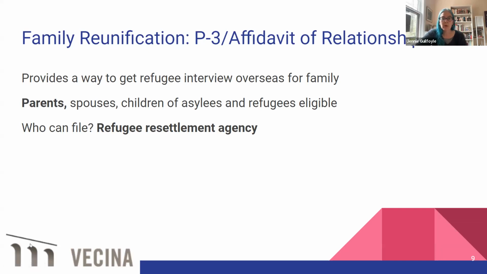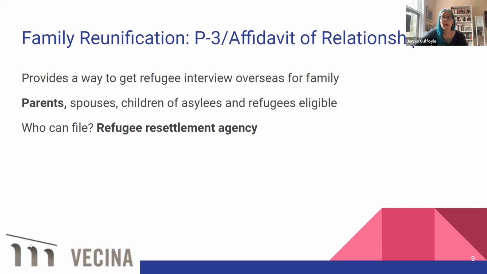And really the most important reason that I mention this is because asylees can identify their spouses and children for this, but they can also identify their parents. I know that there are many Afghans who are worried about trying to get their parents out. And so this is one possible pathway for that. So if your client is worried about their parents, I would encourage them to go talk to their resettlement agency to see whether this affidavit of relationship might be a possibility. And again, it's only refugee resettlement agencies that can file these. Immigration lawyers can't do them. They have to be done by the refugee resettlement agency.